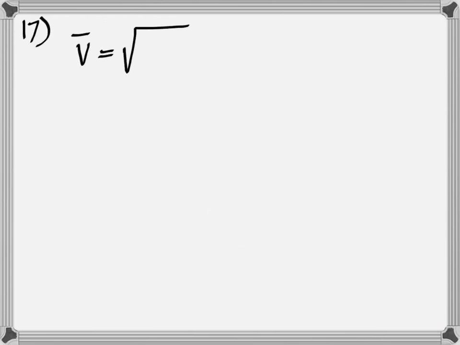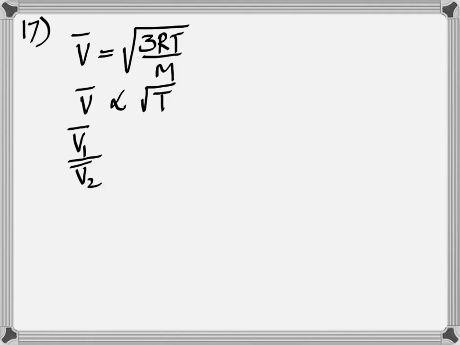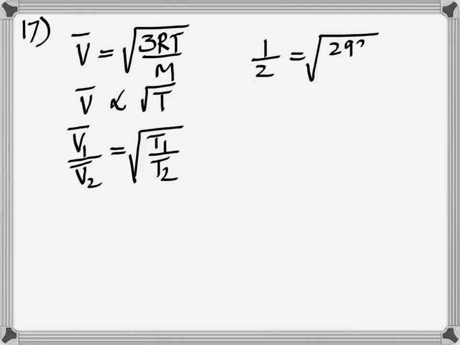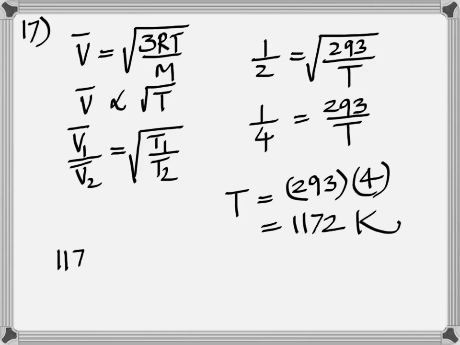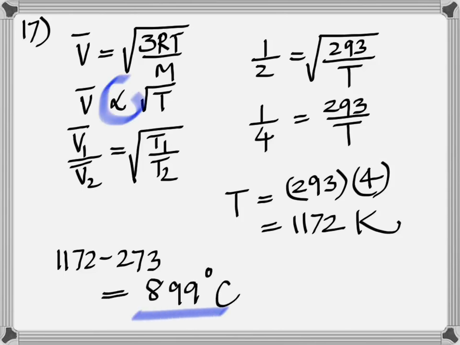17. Root mean square velocity is square root 3RT by the molecular mass. All of the factors being the same, root mean square velocity is proportional to the square root of the absolute temperature. Make two equations, divide one by the other, square both sides, make T the subject to get 1172 Kelvin, and in Celsius that would be 899 degrees Celsius.